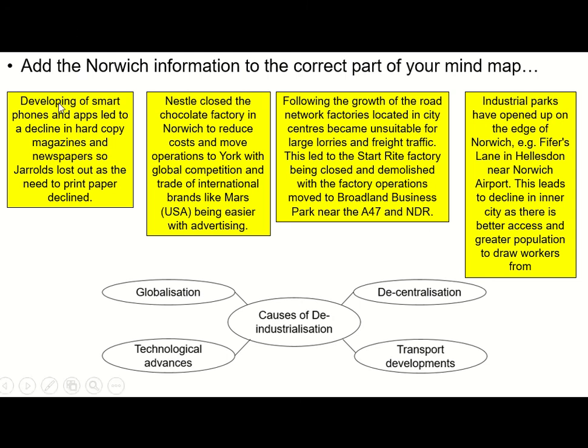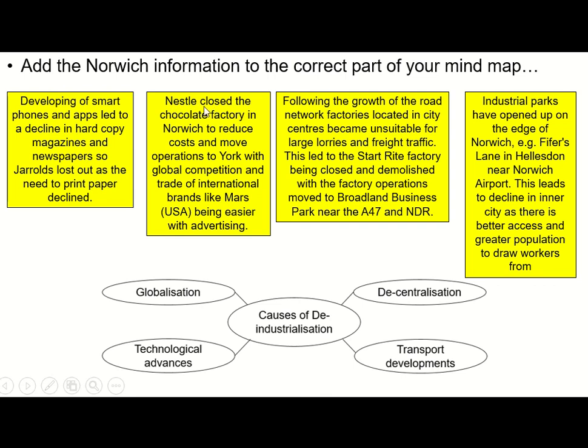Okay, so the developing of smartphones and apps led to a decline in hard copy magazines and newspapers. So Gerald's, the really lovely department store that's there, they actually had a printing area, which is now a museum. They still do print some stuff, but they lost out as the need to print paper declined a lot because people weren't buying magazines and newspapers as much. So this one is technological advances because it literally directly applies to the growth of things like apps and smartphones and stuff.